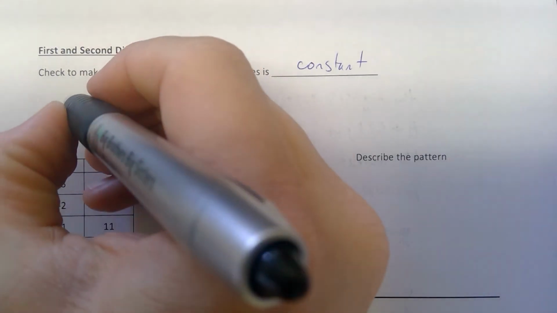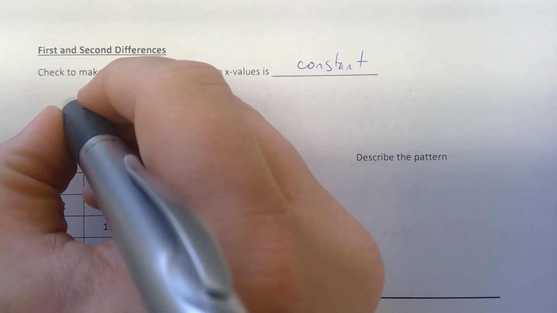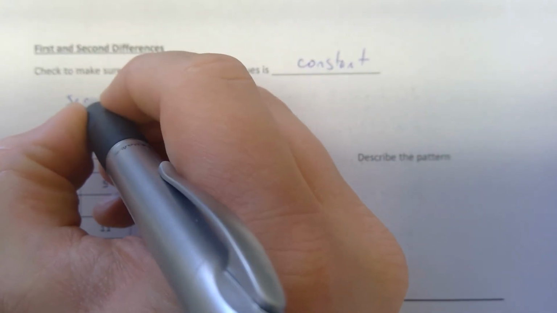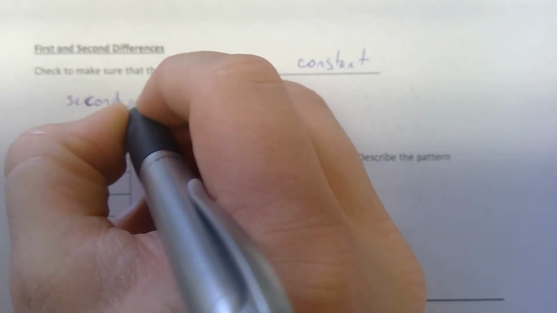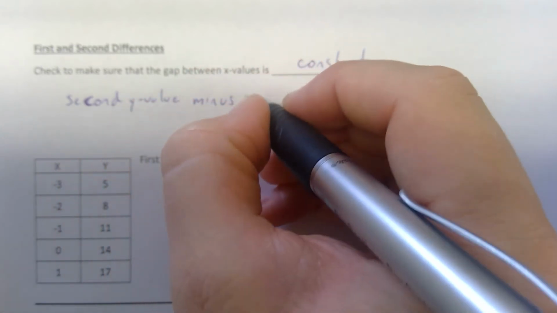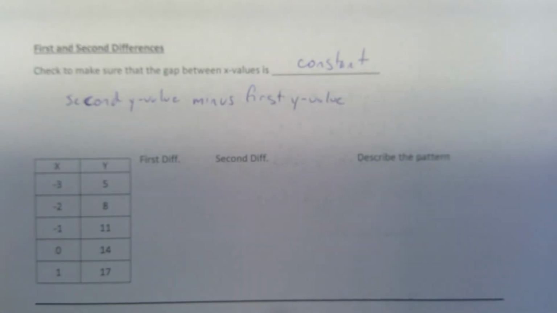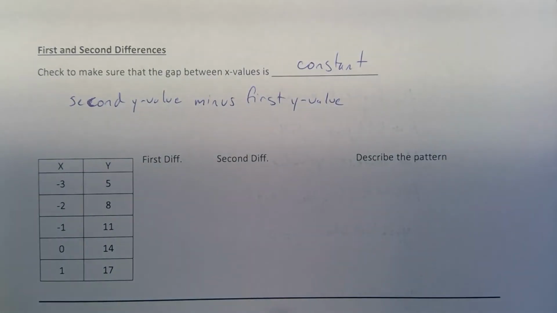Now, when we're finding the differences, we take the second y value minus the first y value. Okay. So we'll take a look at what that means in a second. We'll do an example here.